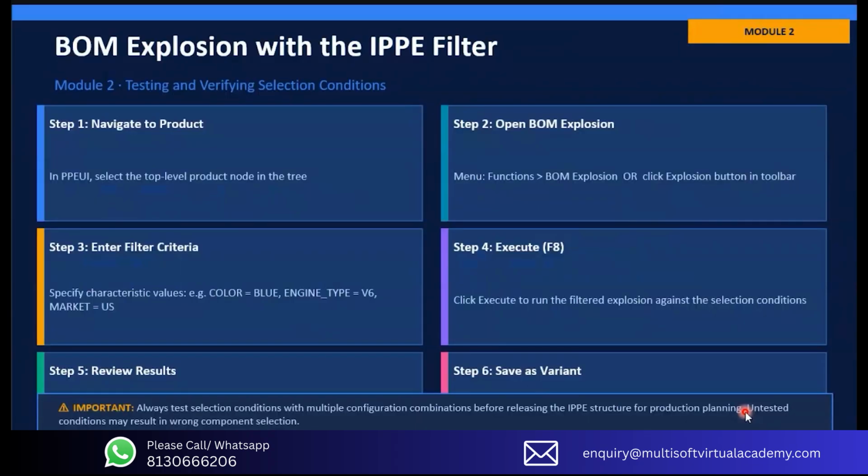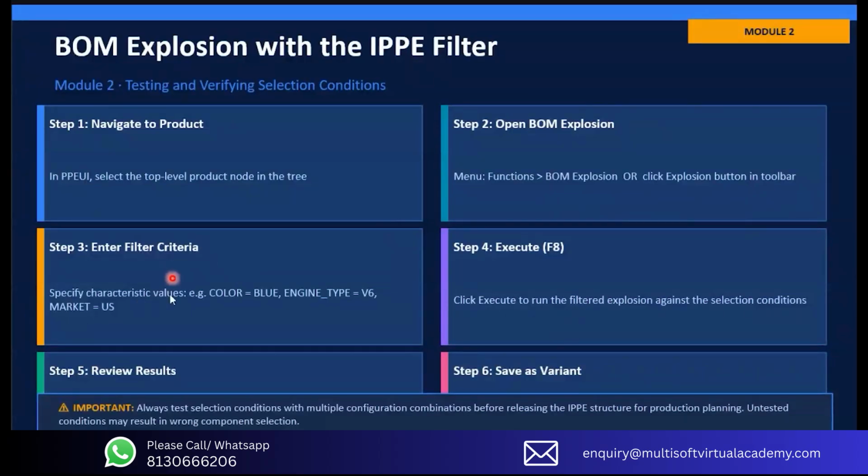So coming to the BOM explosion with IPPE filter. There is a filter, which we will do. So first you navigate to the top product level, you have that node. Then open the BOM explosion. This is a navigation. Functions, BOM explosion or click the explosion button. So I'll share this PPT with you. Once you have the system, you can do that. Even we'll develop that.